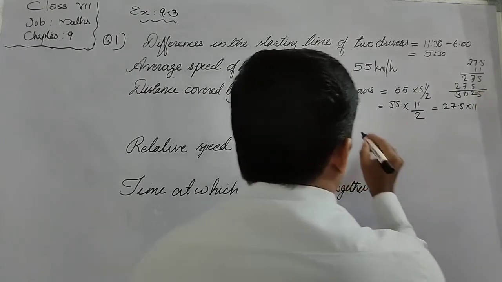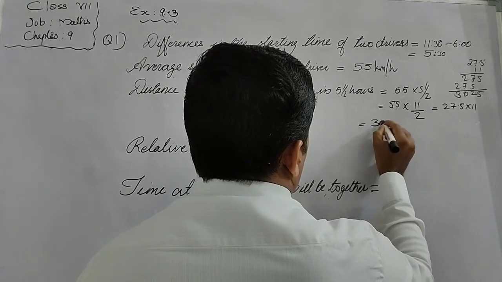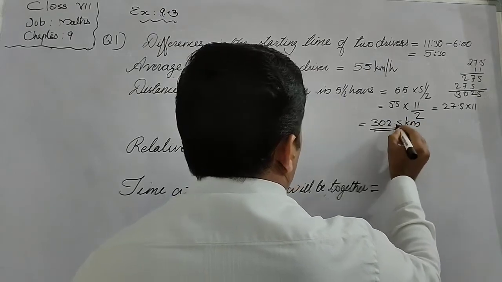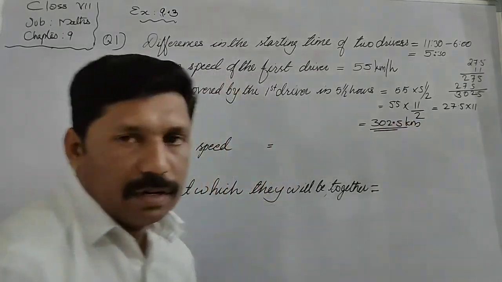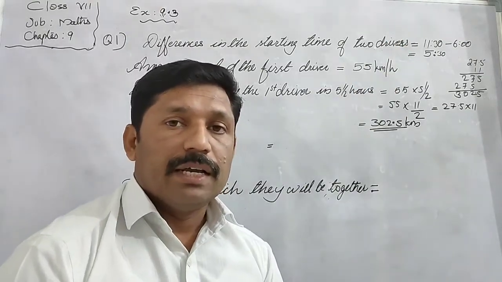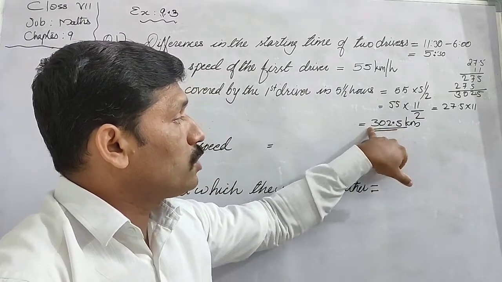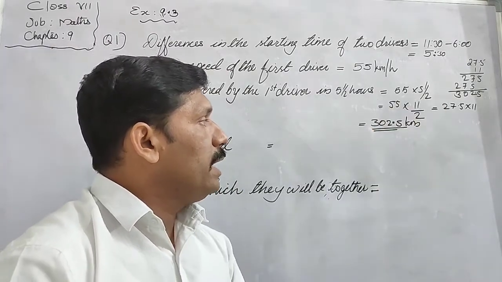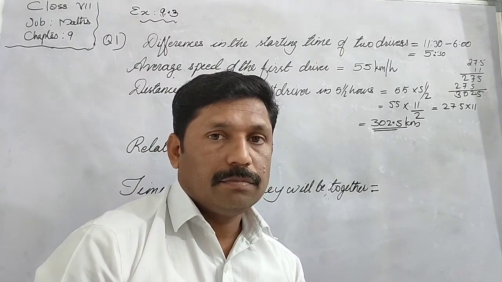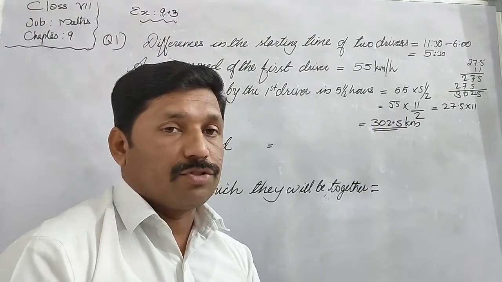Is equal to 302.5 kilometers he travels. 302.5 kilometers he traveled before the second driver started his journey. The second driver started his journey at 11:30 a.m. By that time the first driver had already covered 302.5 kilometers. So that's the distance that is traveled by the first driver.